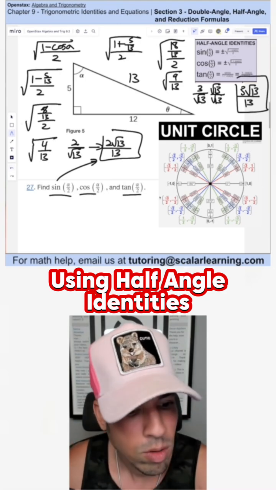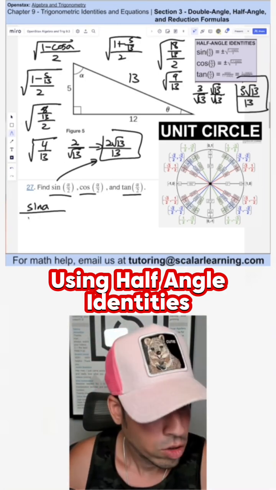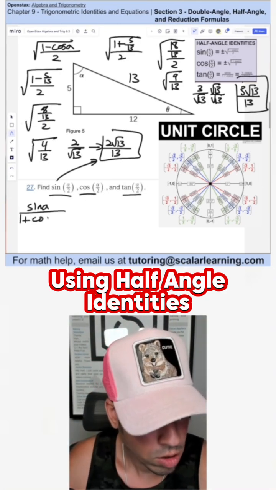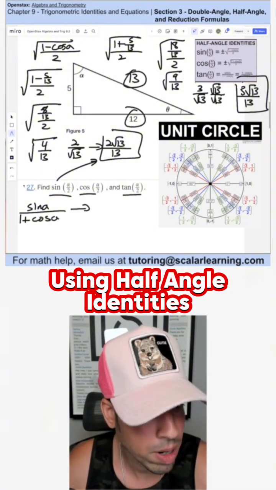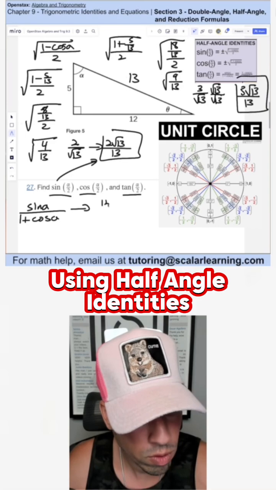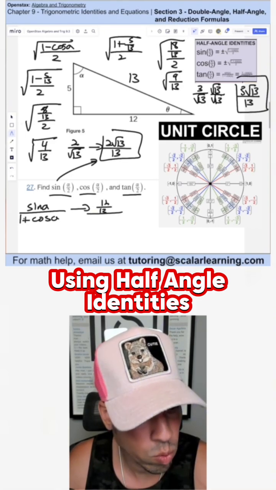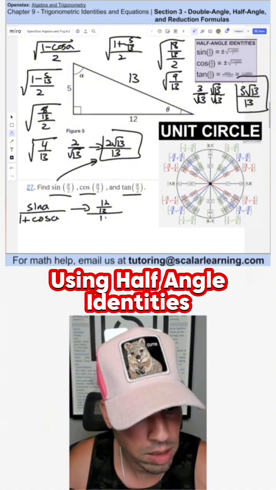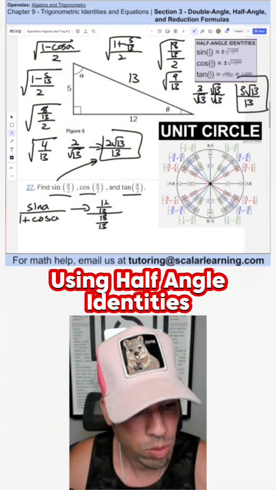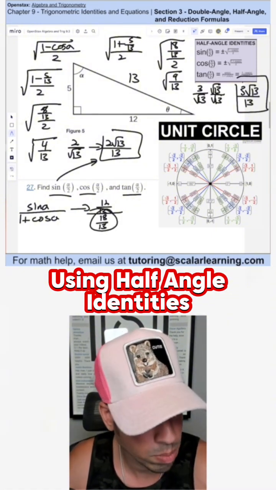Last but not least, we need to do tangent of a over 2. So that's sine of a over 1 plus cosine of a, where sine of a is opposite over hypotenuse, which is 12 over 13, over 1 plus cosine of a, which we already figured out here. 1 plus cosine of a was 18 over 13.